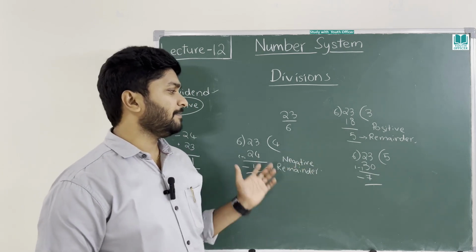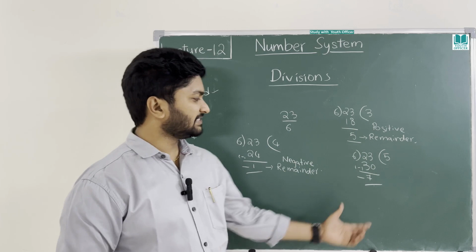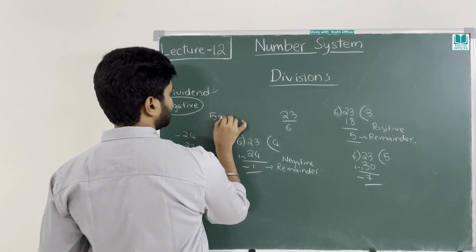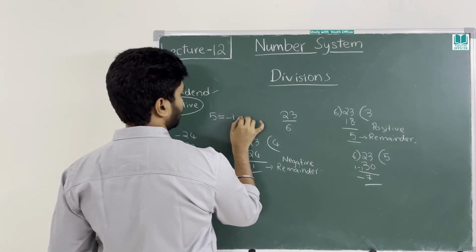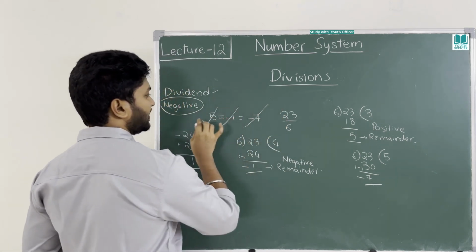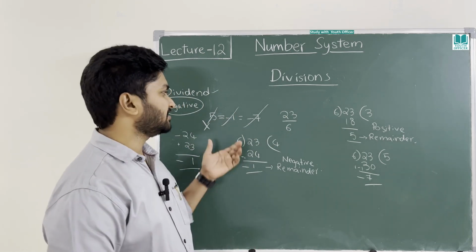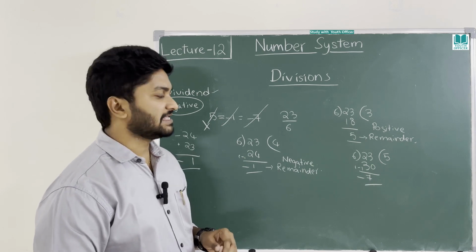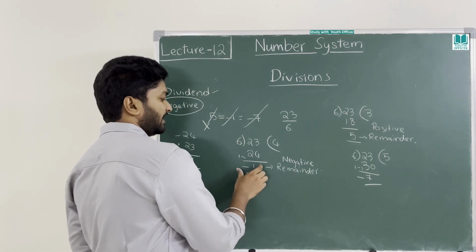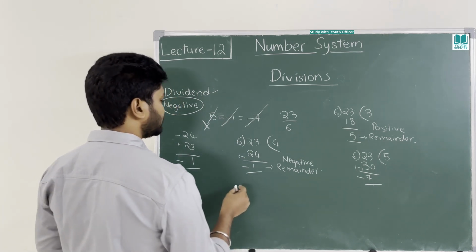Sir, how can they be same? How come 5 is equal to minus 1 is equal to minus 7? This is against mathematics. How can this be possible? Yes, it is possible, when you convert this negative remainder into positive remainder. How to convert a negative remainder into positive remainder?